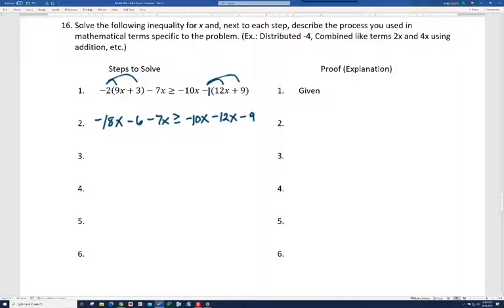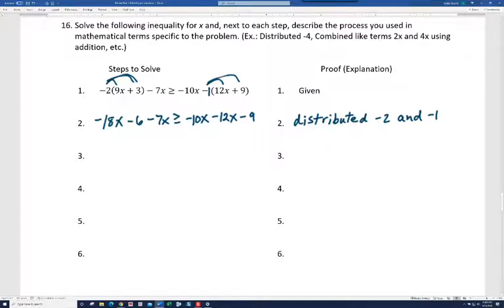All right, so notice we've gotten rid of the parentheses, but we're still not simplified. In fact, on the left, we've got a couple of x terms. Oops, before I do that, remember we're supposed to explain how we went from step 1 to 2. We distributed negative 2 and we distributed negative 1.